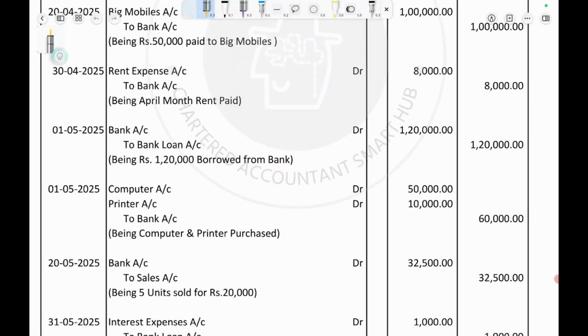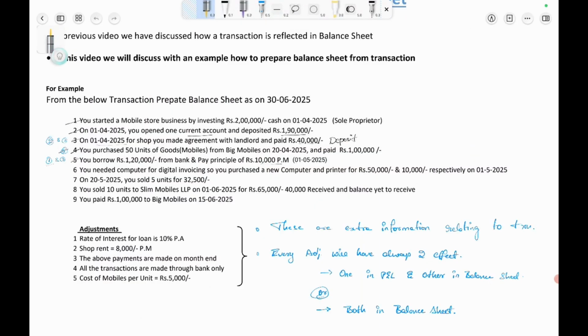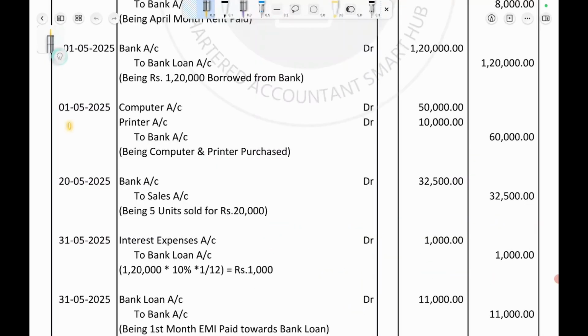So the next adjustment is you took a bank loan of rupees 1,20,000. Bank is the giver, you are receiving, money comes in, so debit what comes in and credit the giver. So we will move on to the next transaction. So this is the date of transaction. Debit what comes in, computer and printer both are assets. Credit what goes out, money goes out of the bank, so credited.